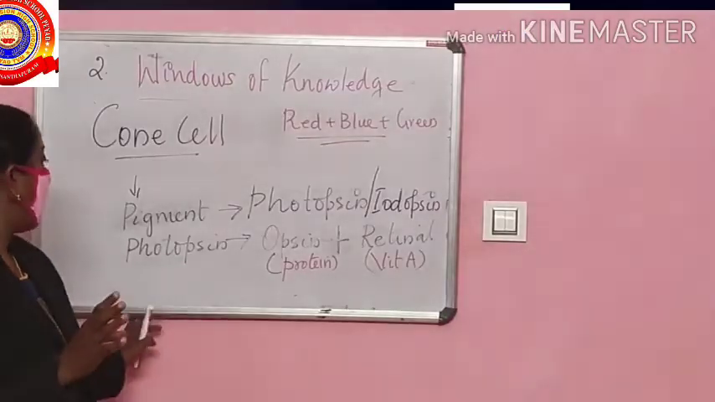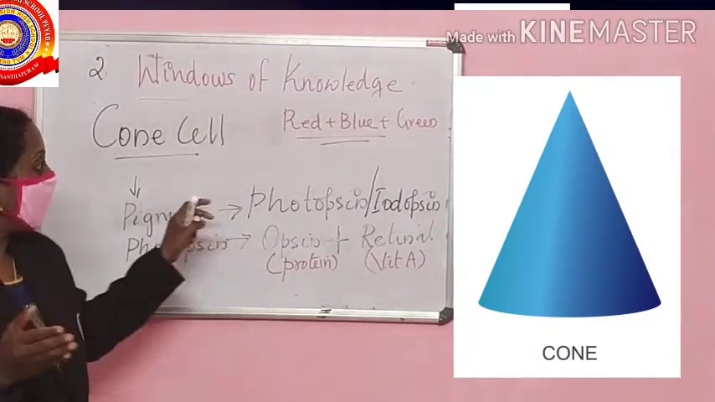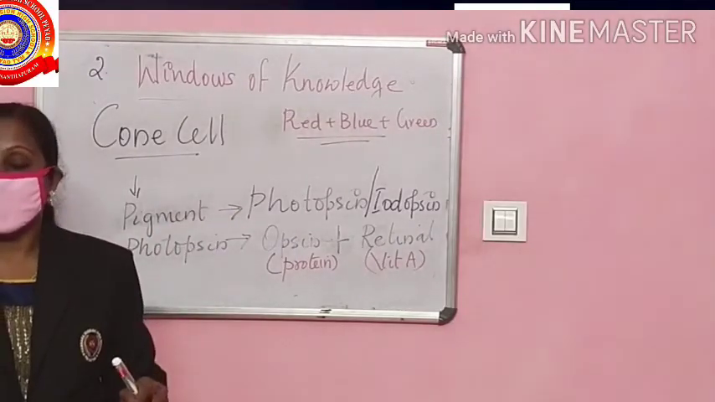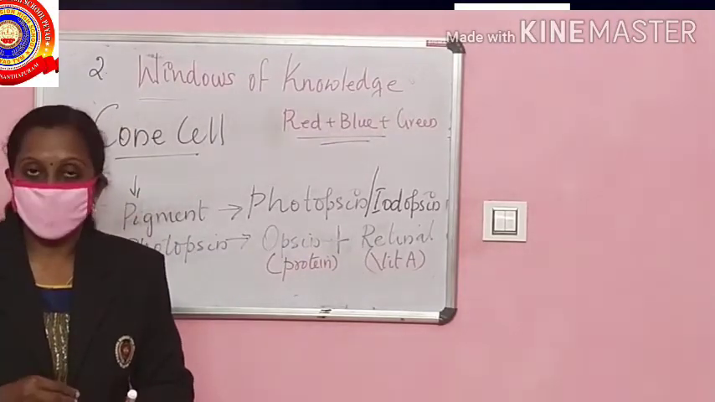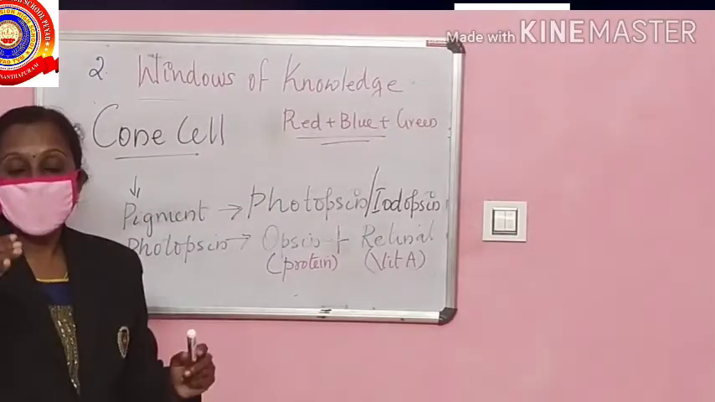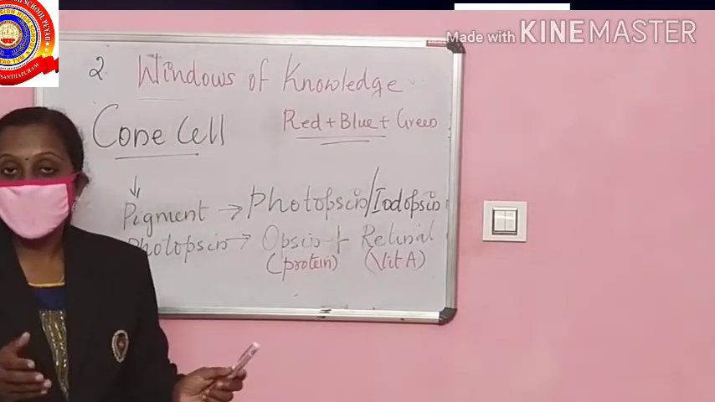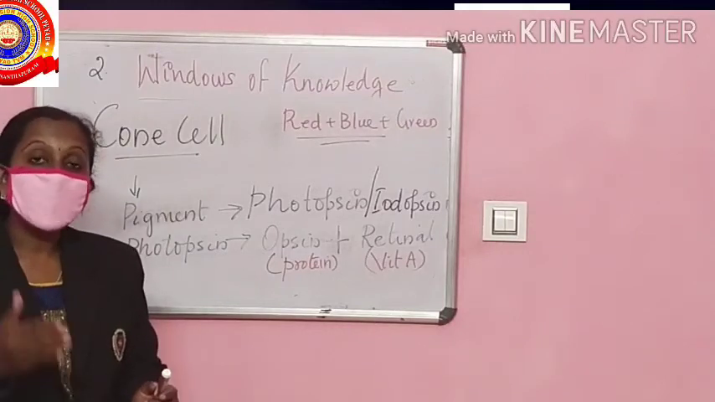Next is the cone cell. The cone cell is cone in shape. It contains a pigment called photopsin, and it is also called iodopsin. This pigment is also composed of opsin and retinal.